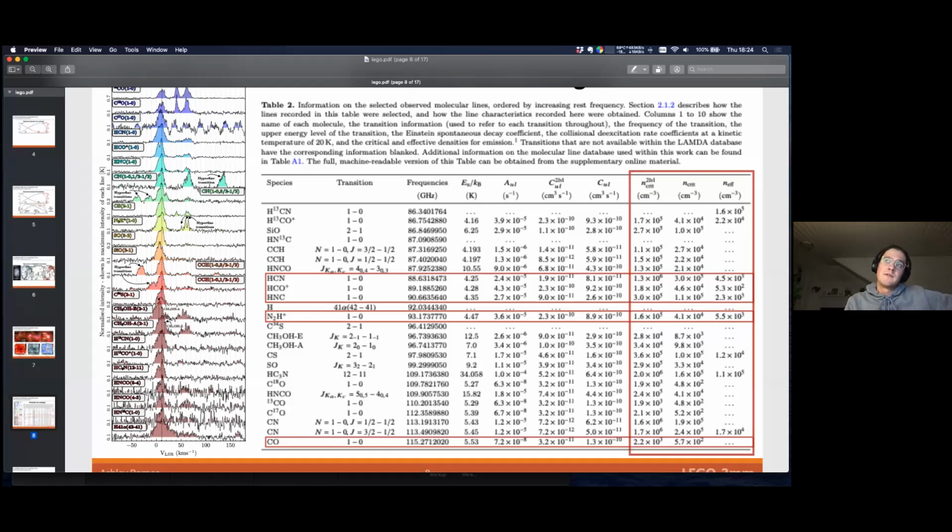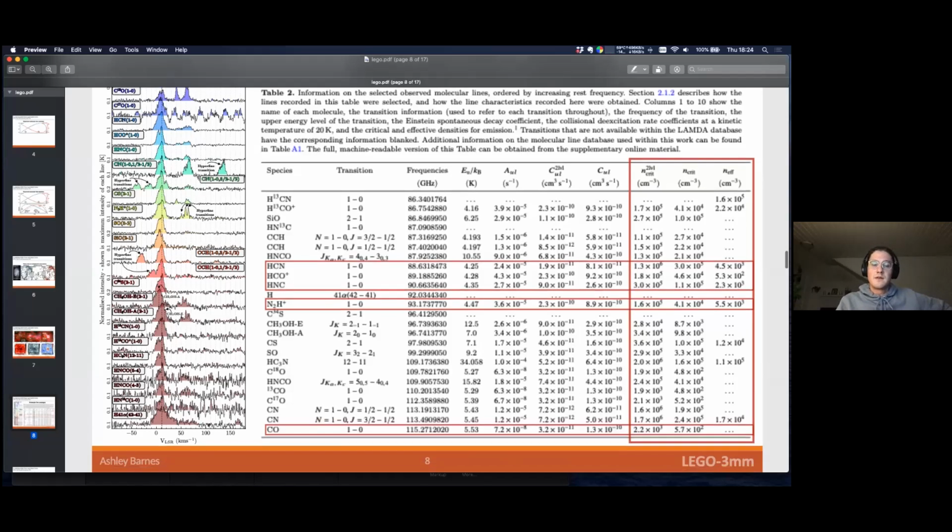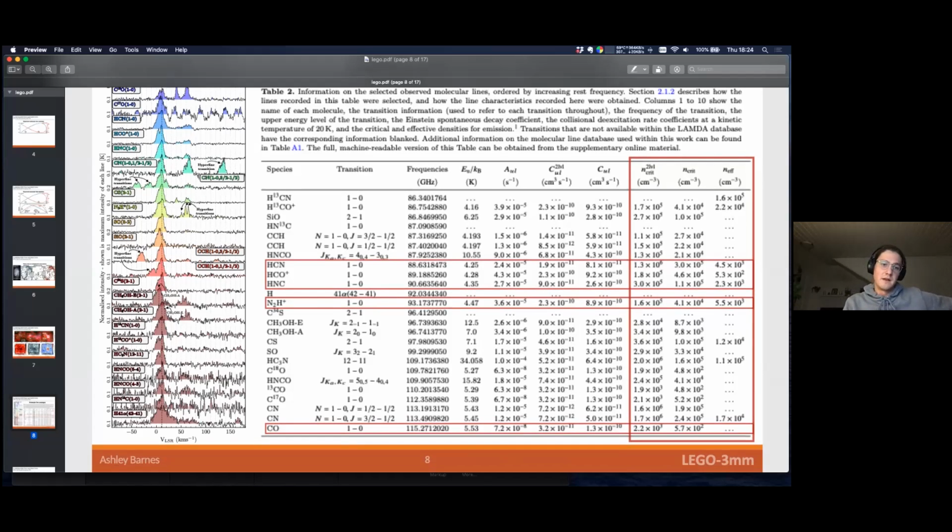And then we also give the effective critical density. This is again taken from Neal Evans and Yancey Shirley's work. This is an effective critical density, basically a more physically, observationally motivated way of outlining this critical density. So looking at these critical densities, people usually employ these to say, for example, HCN 1 to 0 has a critical density of around 10 to the 6 per cubic centimeter. Therefore, it's tracing gas at that critical density, so 10 to the 6.